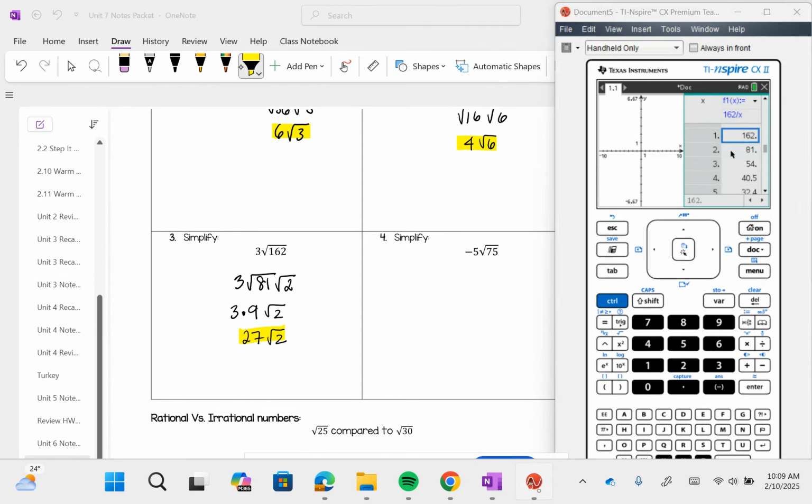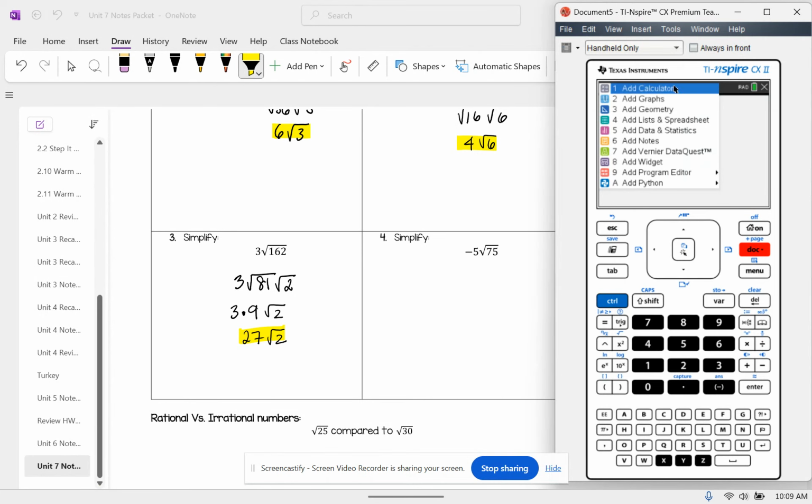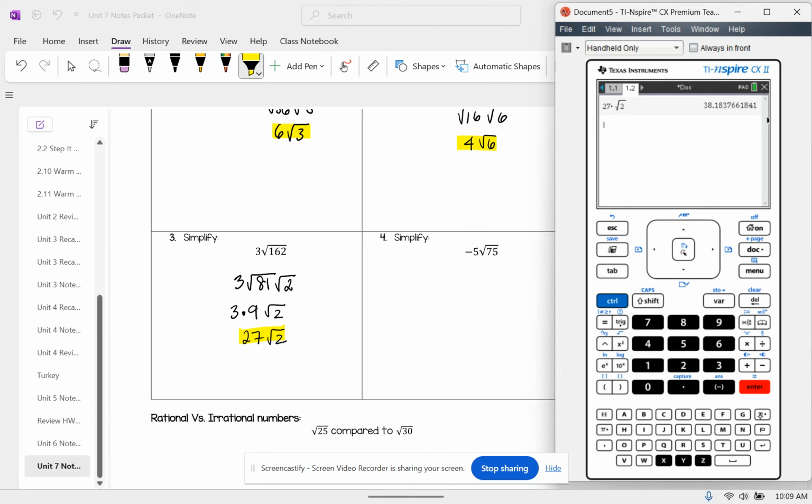Let's say I wanted to check and see if I was right. I'm like, all right, 27 square root of 2, cool, but I have no idea if I'm right or not. You can always just type it in a calculator page and check. Is that the same as what they gave us originally? 3 times the square root of 162? It is. We are so smart.